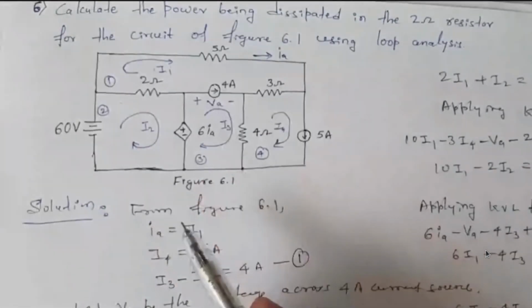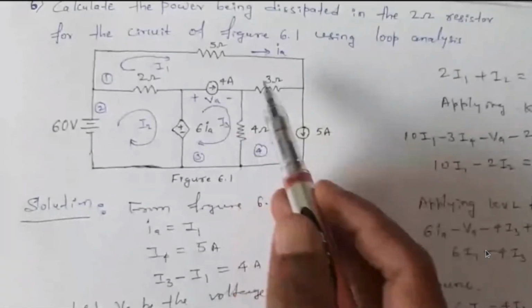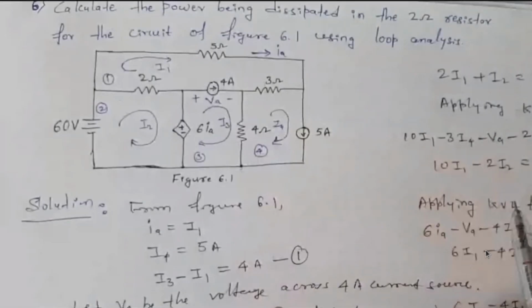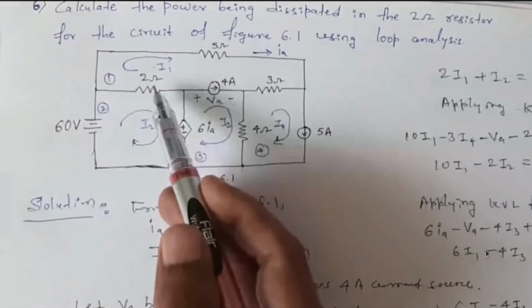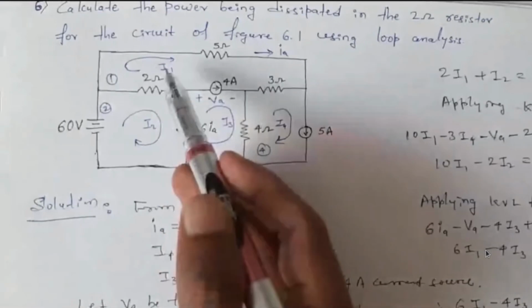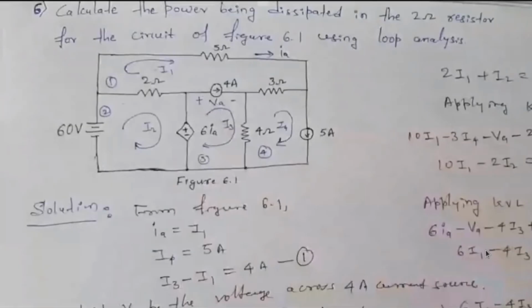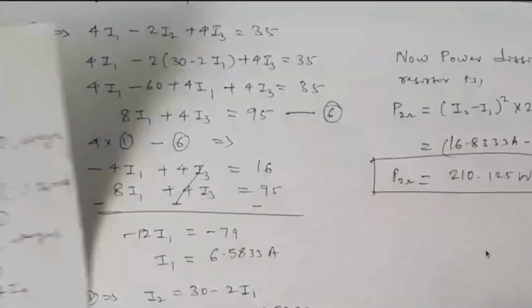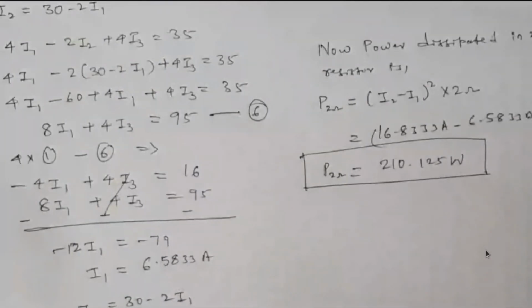Because in both equations we get VA, and that VA we cancelled out, and later solved for I1 and I2. We should find the power dissipated in the 2 ohm resistor, and the current through the 2 ohm resistor is I2 minus I1. Because of that, we solved for I1 and I2, and later found the power to be 210.125 watts. So I hope this is clear to all of you.